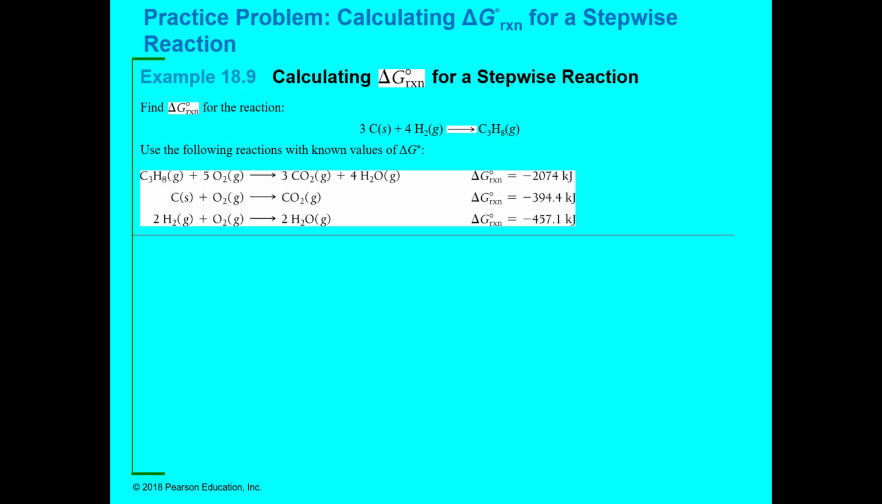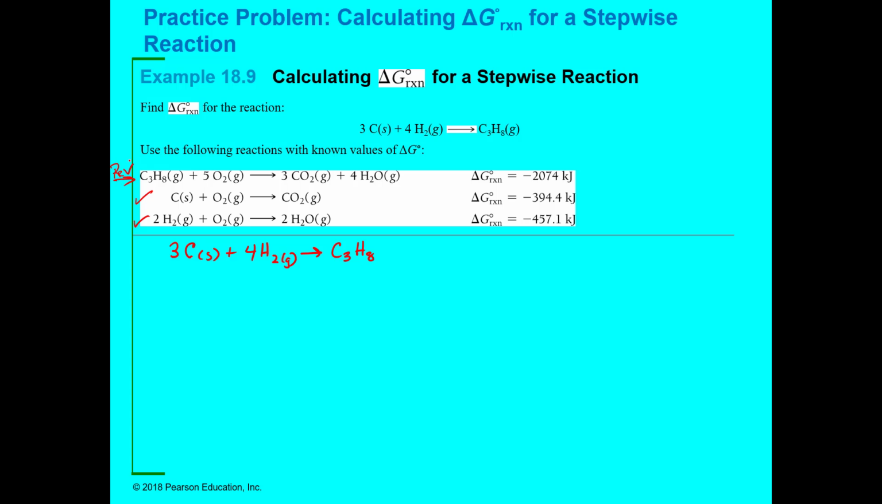All right, so I'm going to do it. Remember, what we're shooting for is to get 3 C's plus 4 H2s, giving us C3H8. I think we've done this before, but we didn't do it with the G's. We did it with the H's. So if you recall, the first thing I want to do is I want everything that's going to be on the left-hand side to be on the left-hand side in each one of these reactions. So my carbon's good and my hydrogen's good. This one's going to have to reverse.